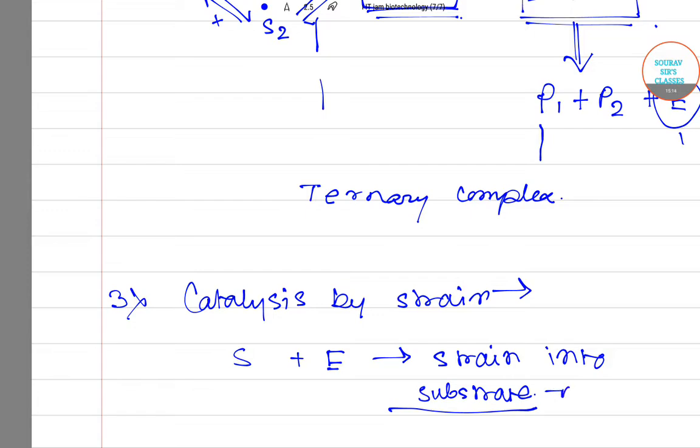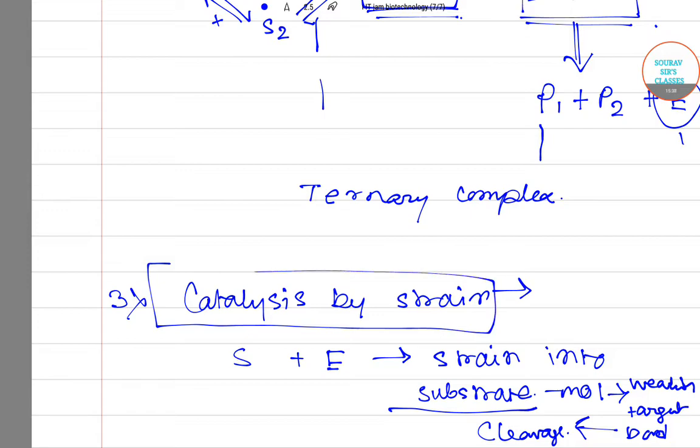of the substrate molecule, making it more susceptible to cleavage. So this is how catalysis by strain works.